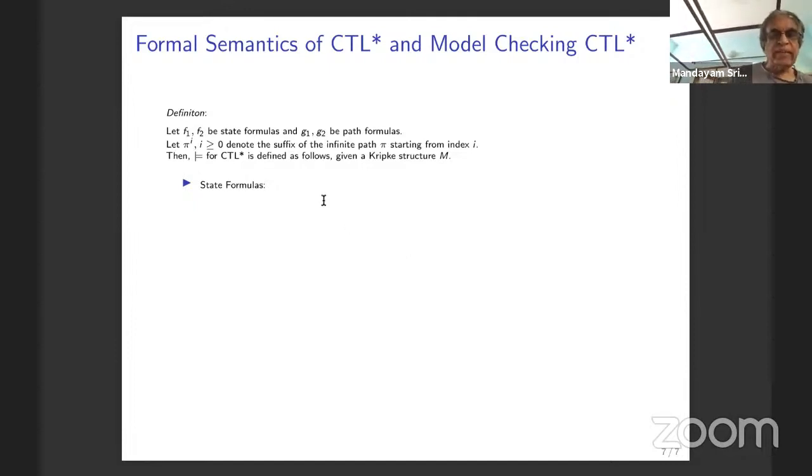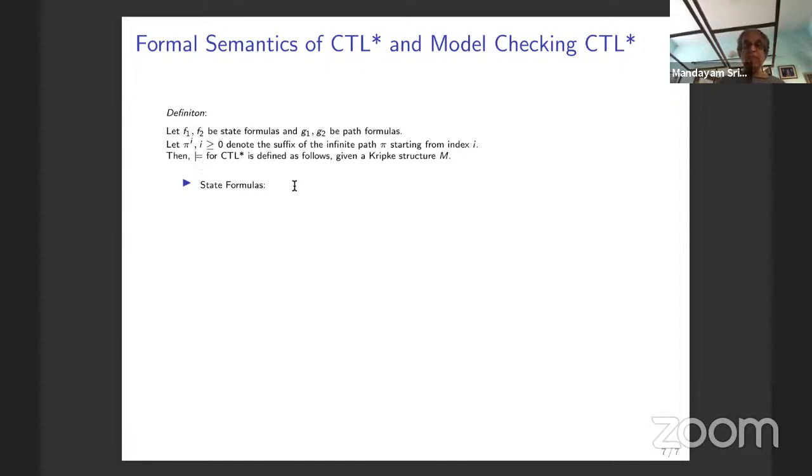Okay, so we define it inductively. Here we assume that F1 and F2 denote arbitrary state formulas, G1 and G2 are path formulas, and pi is any infinite path. Pi i, for any i greater than or equal to 0, denotes the suffix of the infinite path starting from index i. That is, if you remove the prefix from 0 to i minus 1 on the path pi, the rest of the path is what pi i means.